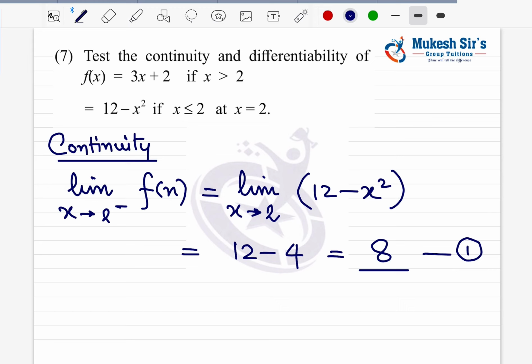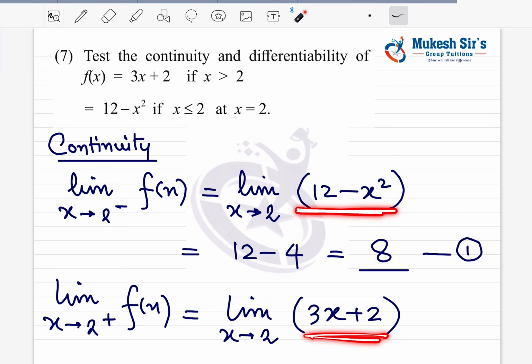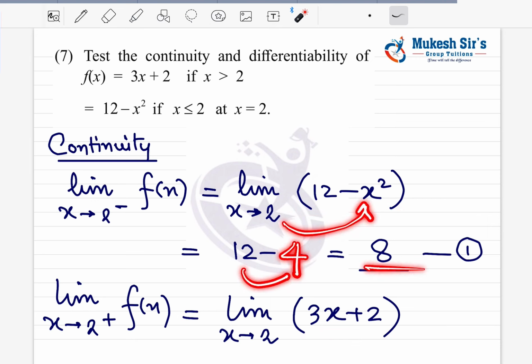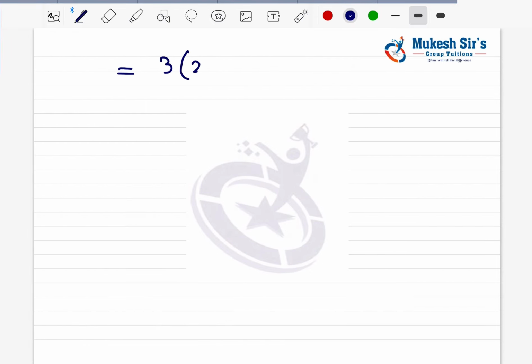Now I'll find limit x tends to 2 plus f of x, the right hand limit, greater than 2. For that I have to take the function where x is greater than 2. The greater than 2 function is 3x plus 2. Apply the limits here directly because the denominator is not becoming zero. Apply the limits here too. 3 times 2 is 6. So you get 3 into 2 plus 2, 3 twos are 6, 6 plus 2 is equal to 8. Right? So the left hand limit is equal to right hand limit. This one came 8, that one also came 8.